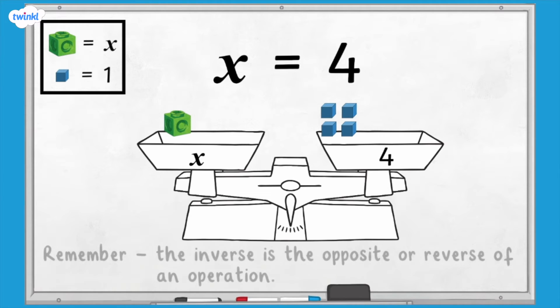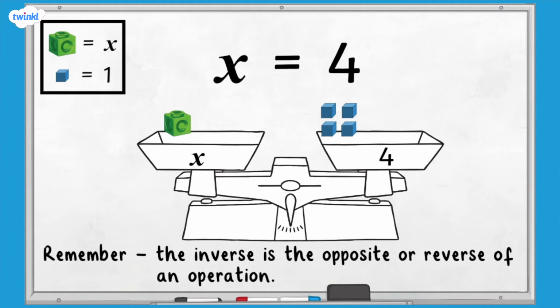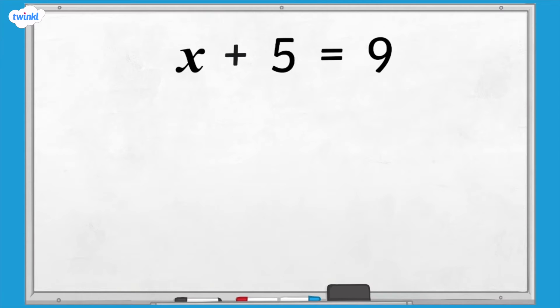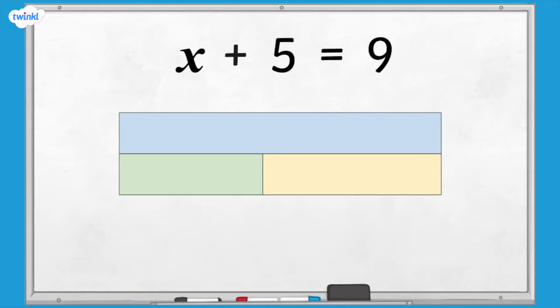We used the inverse operation to find the value of x. Our original equation was x plus 5 equals 9. The inverse of addition is subtraction, so we subtracted 5. We can represent an equation as a bar model like this. We know that the whole subtract a part equals the other part, so we can subtract 5 from 9 to find that x equals 4.